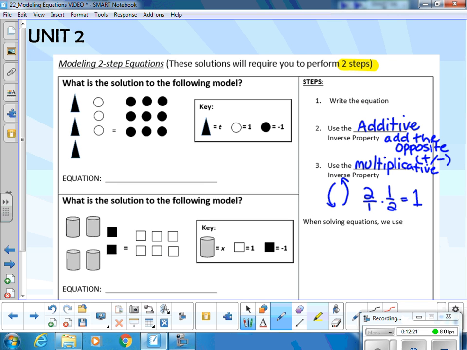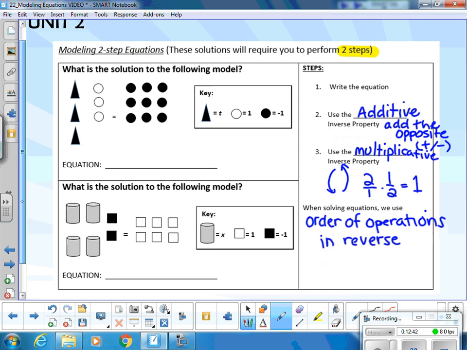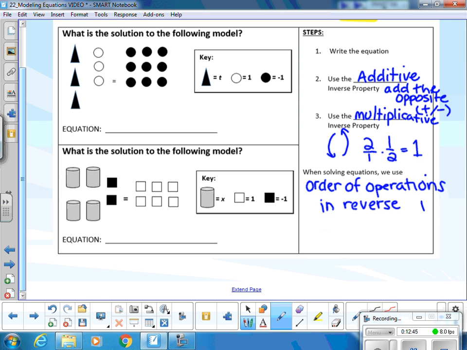So when we're solving equations, it's important to know that we use the order of operations in reverse. That means that our order of operations are normally parentheses, exponents, multiply and divide, and then add or subtract. We are going to go from the bottom up. So we're going to add or subtract first, then multiply or divide.